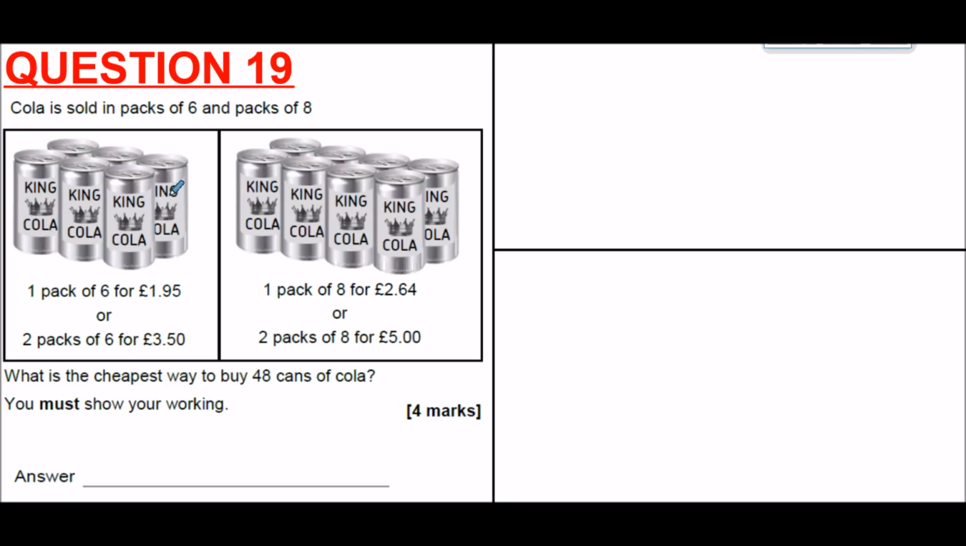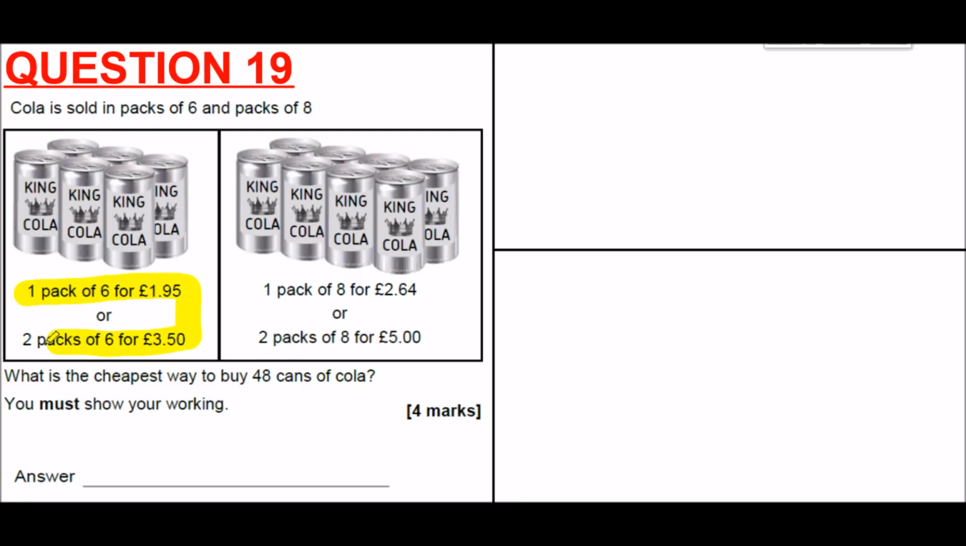Question 19, we've got cola, which is sold in different packs, packs of 6 and packs of 8. And the different packs each have special offers. So 2 packs of 6 for £3.50 if you buy them in packs of 6, or packs of 8 come with their own offer, 2 packs of 8 for £5. So what we need to do is work out the cheapest way to buy 48 cans of cola.